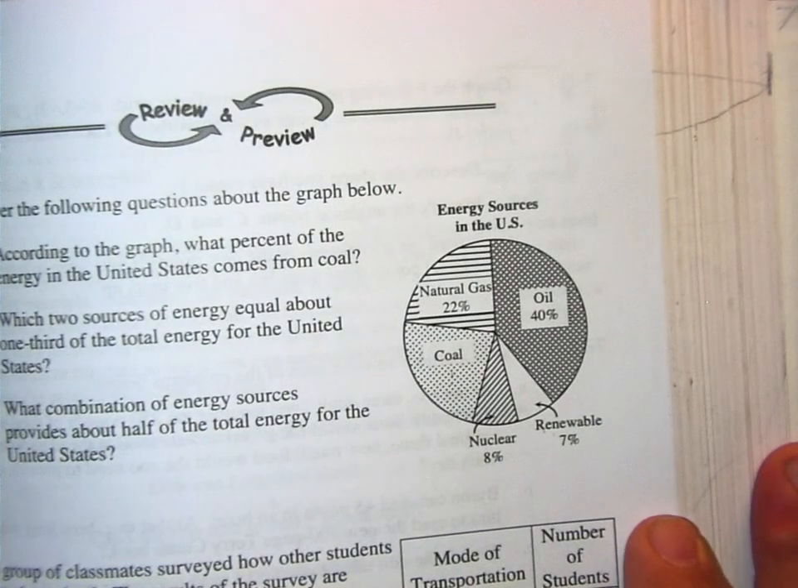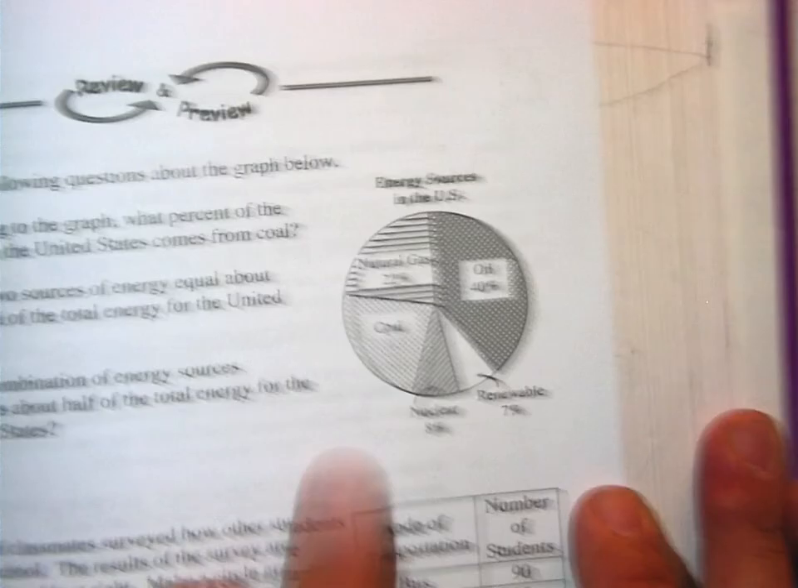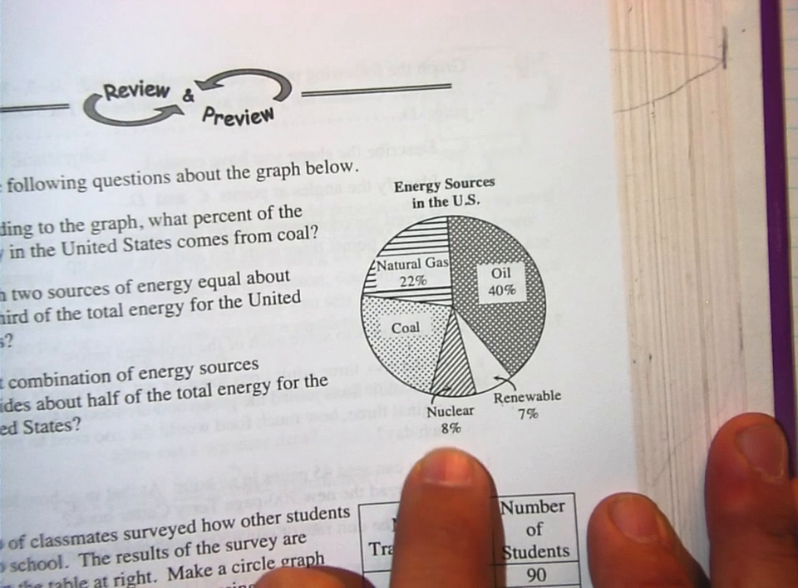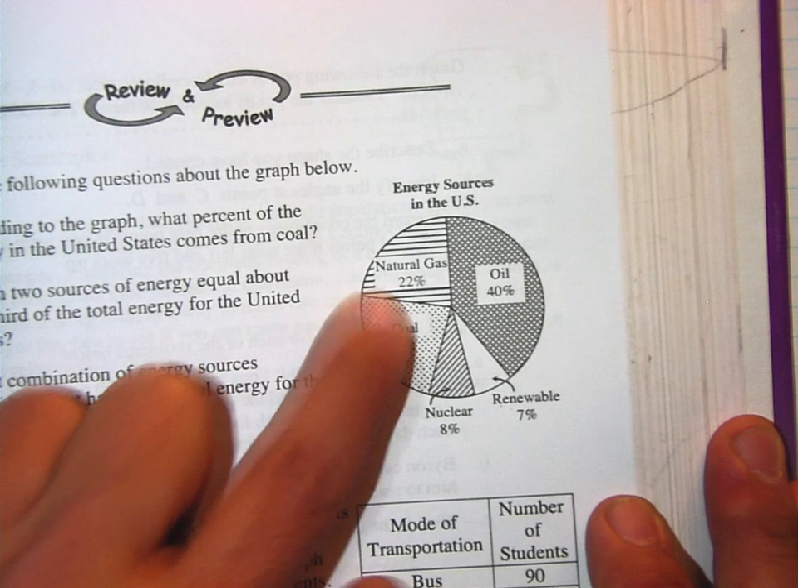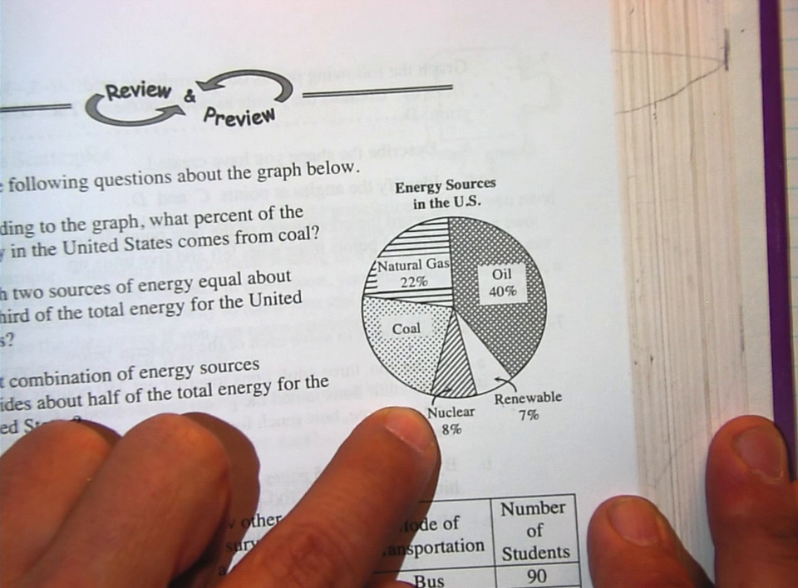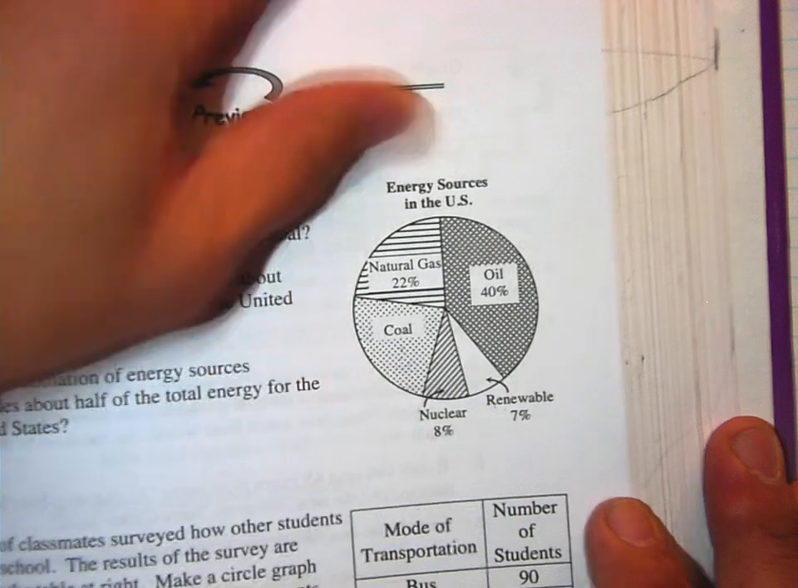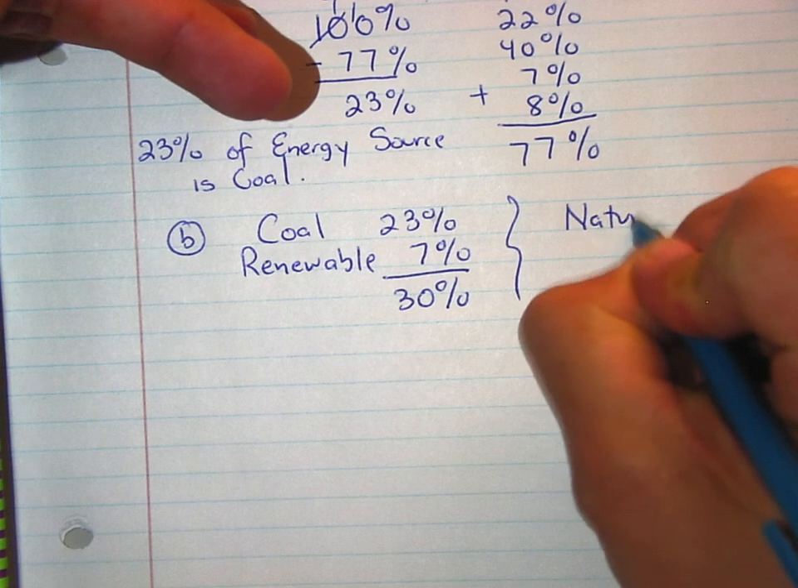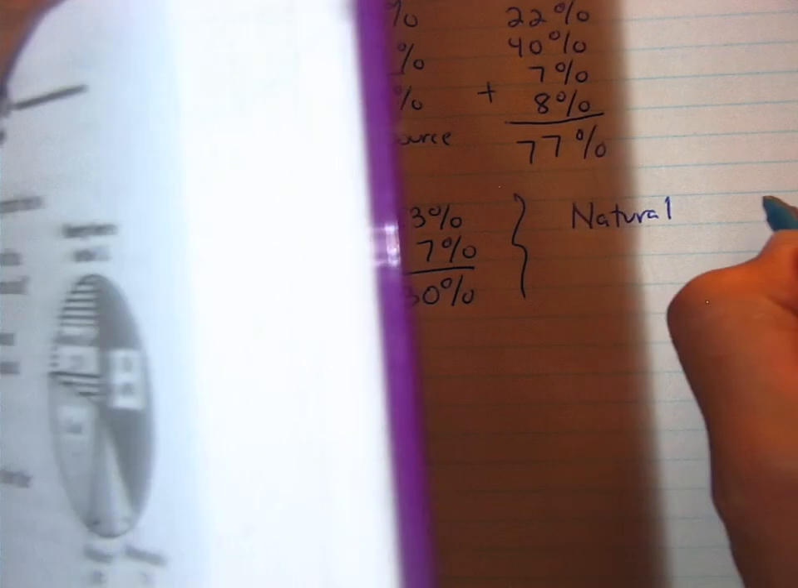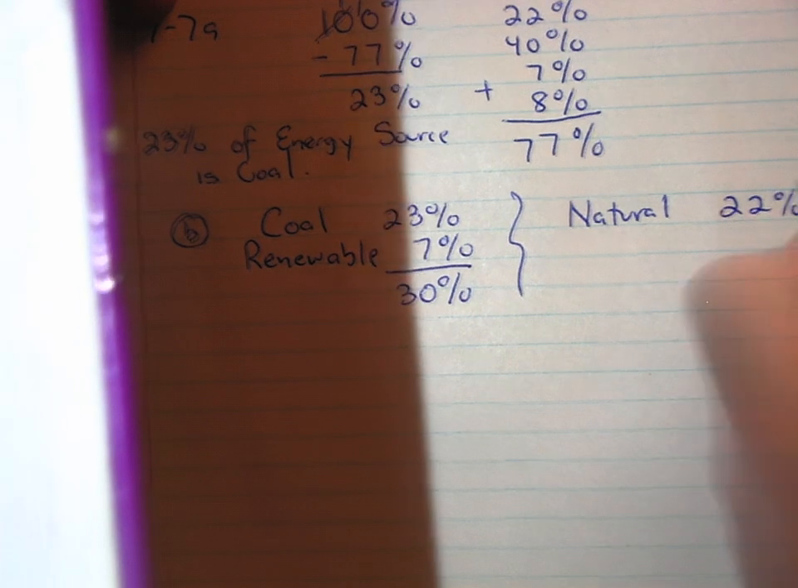What's another one? Nuclear. I could pick nuclear and natural gas. Look at natural gas. It's 22% plus nuclear. That's another one. That's 1/3. So natural gas plus what? Nuclear. So natural gas was 22%. And nuclear?